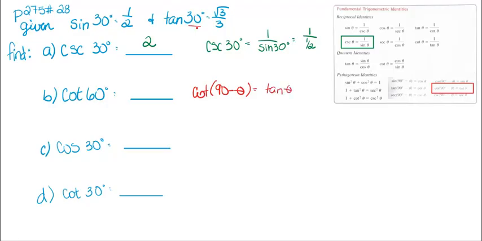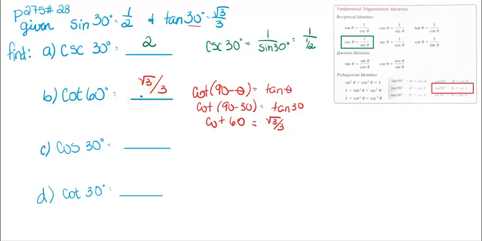So when we fill in our numbers, we've got the cotangent of 90 minus 30 is equal to the tangent of 30. Well, the cotangent of 90 minus 30 is the cotangent of 60, and that's what we're looking for. And we're given that the tangent of 30 is the square root of 3 over 3. So we now know that the cotangent of 60 is the square root of 3 over 3.